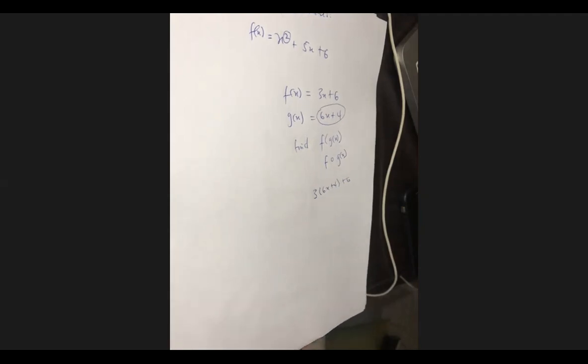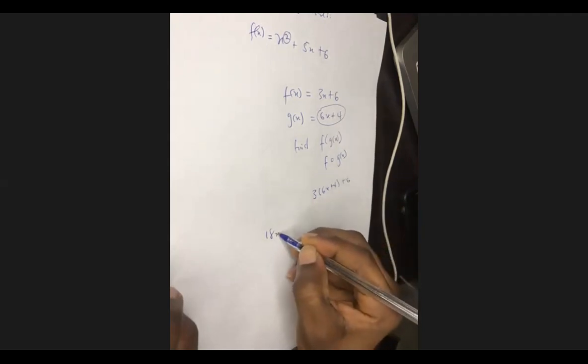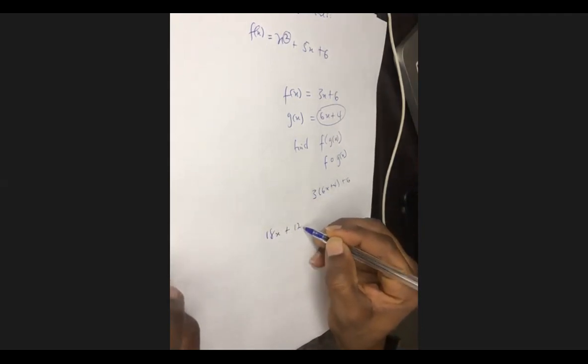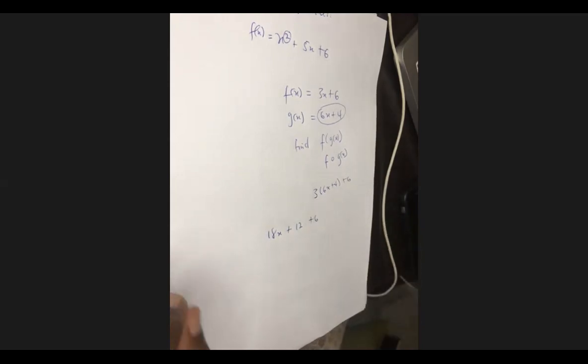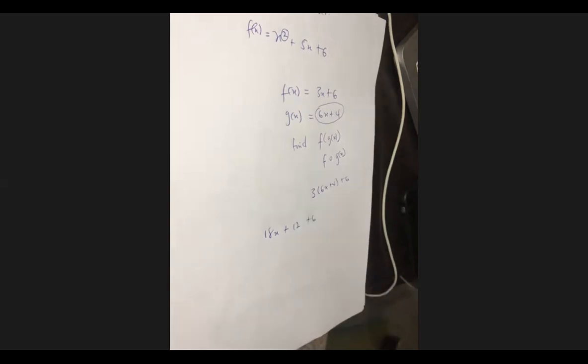Now the next thing I do is to expand. So now when we expand this, 3 times 6 is 18, and then x plus 3 times 4 is 12 plus 6. Now you realize that 12 and 6, they are like terms. They are all numbers. So I can add them.